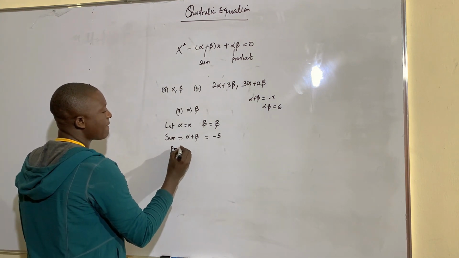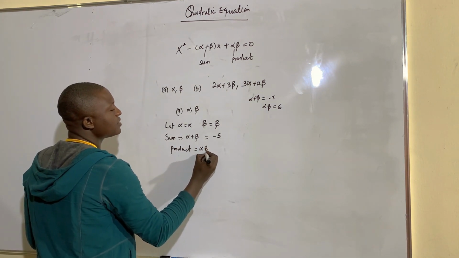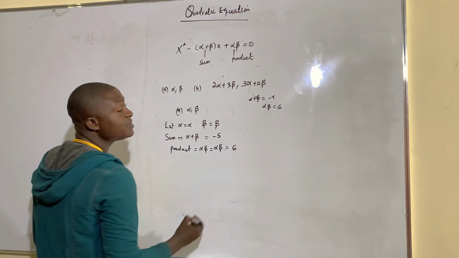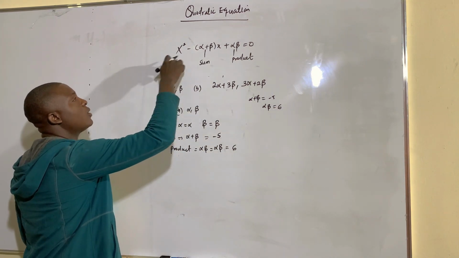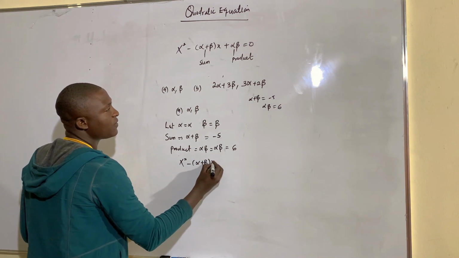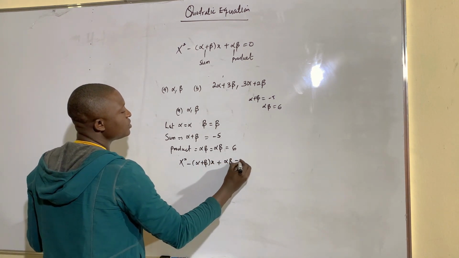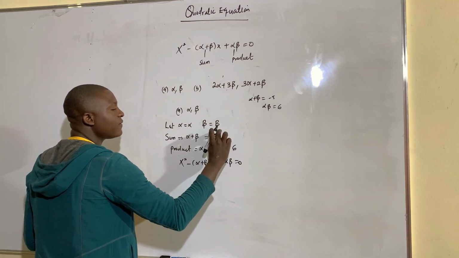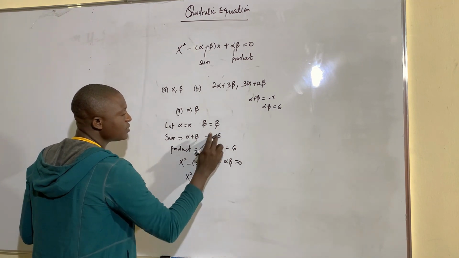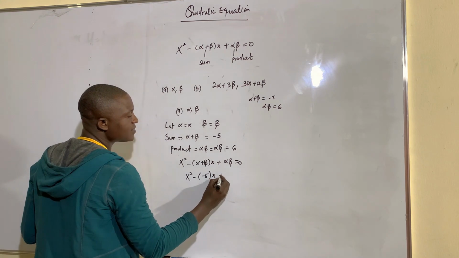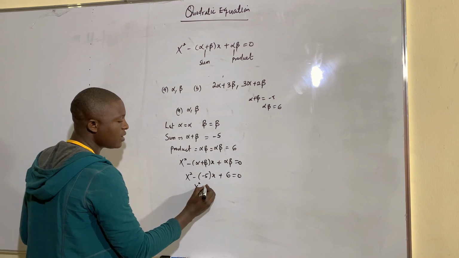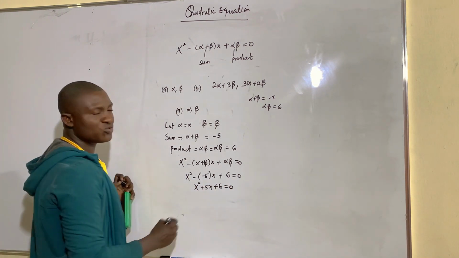Now, for the product, I want to find alpha beta. Since my alpha is alpha, my beta is also beta. So we got our alpha beta to be 6. Now we can go back and substitute into our formula. Recall that we have x squared minus (alpha plus beta)x plus alpha beta equals 0. Here I've gotten the sum to be minus 5 and the product to be 6. So let's substitute the two. We have x squared, sum is minus 5 of x, product is 6, equal to 0. So minus becomes plus, and that's our x squared plus 5x plus 6 equals 0.